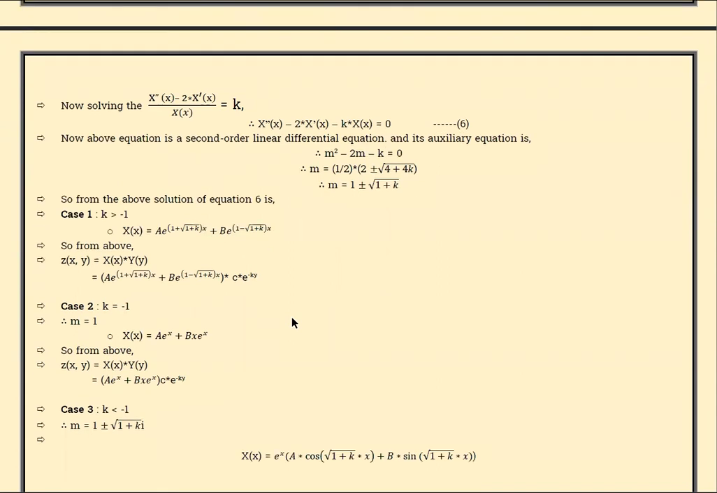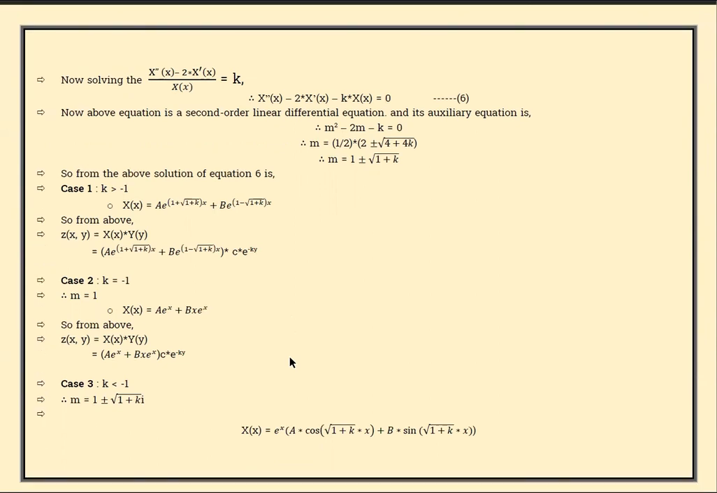Now the value of k is equal to minus 1. So from here the value of m is equal to 1. Our equation becomes z of x comma y is equal to x into y is equal to a into e raised to x plus bx into e raised to x into c into e raised to minus y. Here the value of k becomes minus 1, so e raised to plus y.